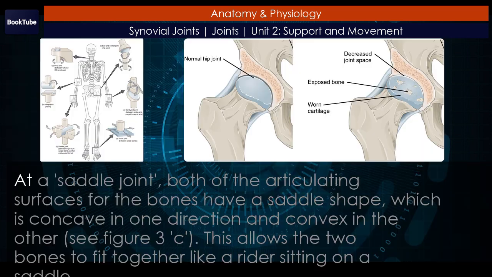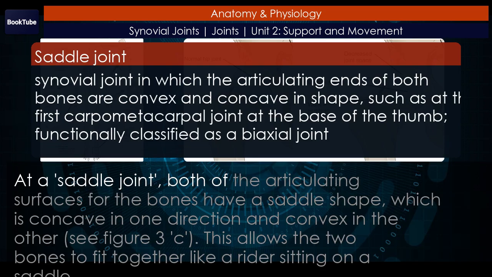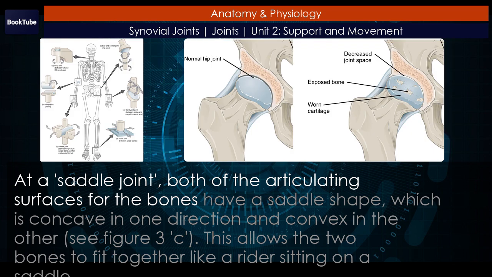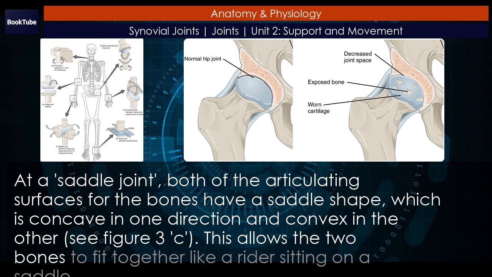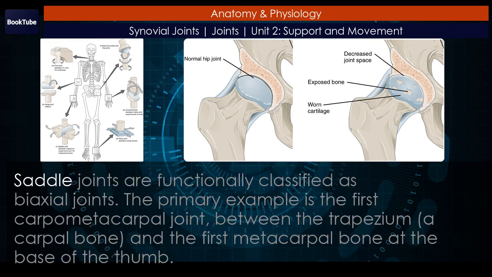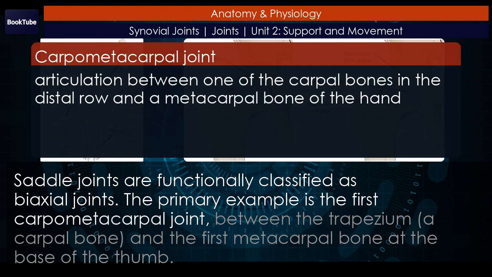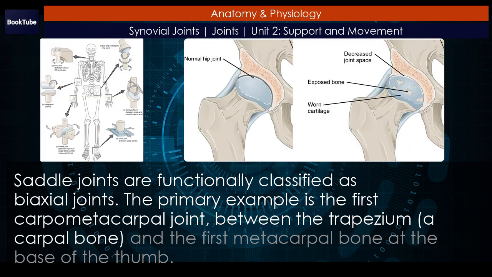Saddle joint. At a saddle joint, both of the articulating surfaces for the bones have a saddle shape, which is concave in one direction and convex in the other. See Figure 3c. This allows the 2 bones to fit together like a rider sitting on a saddle. Saddle joints are functionally classified as biaxial joints. The primary example is the first carpometacarpal joint, between the trapezium, a carpal bone, and the first metacarpal bone at the base of the thumb.